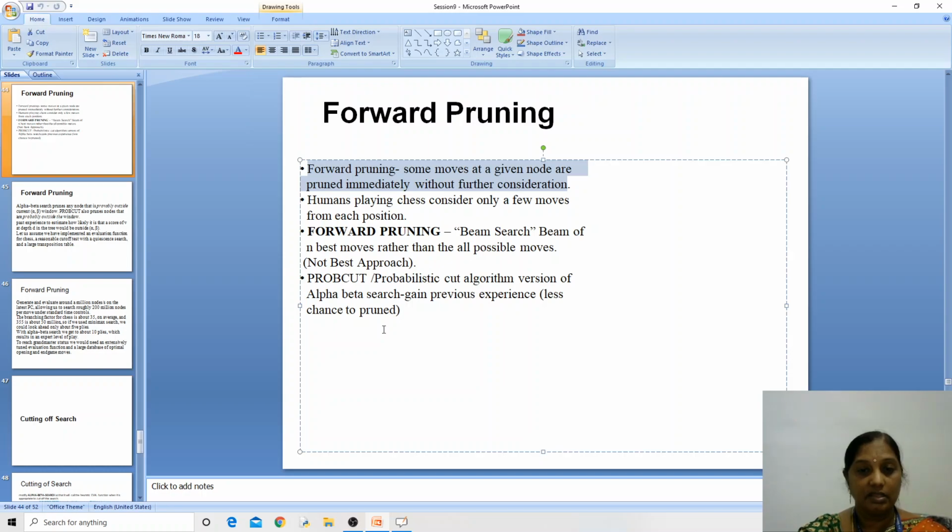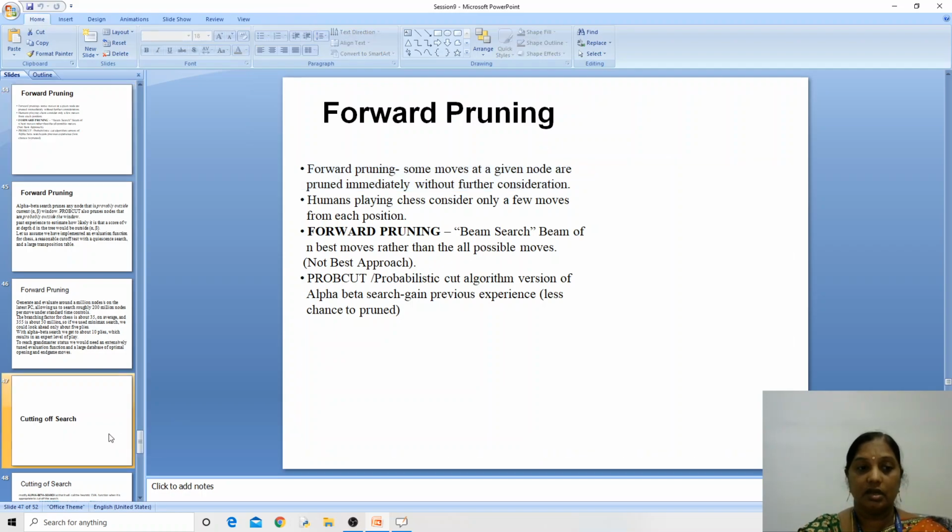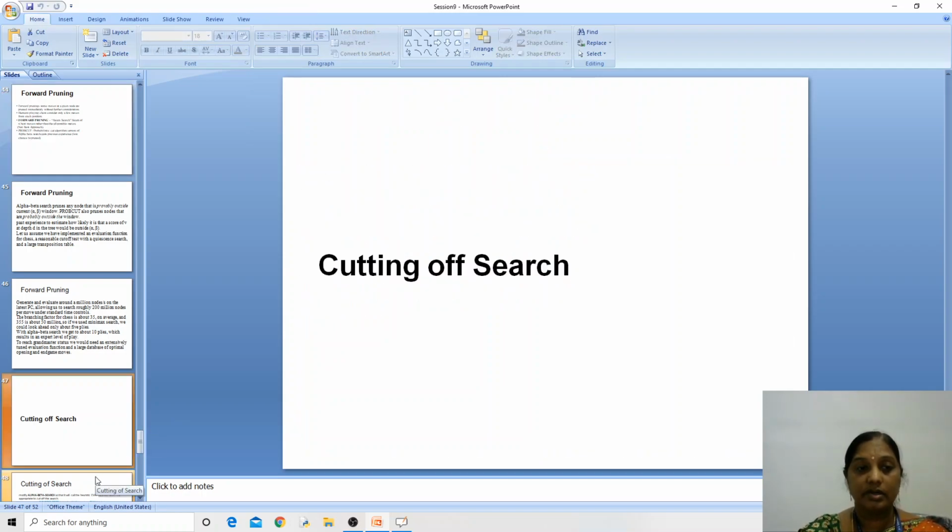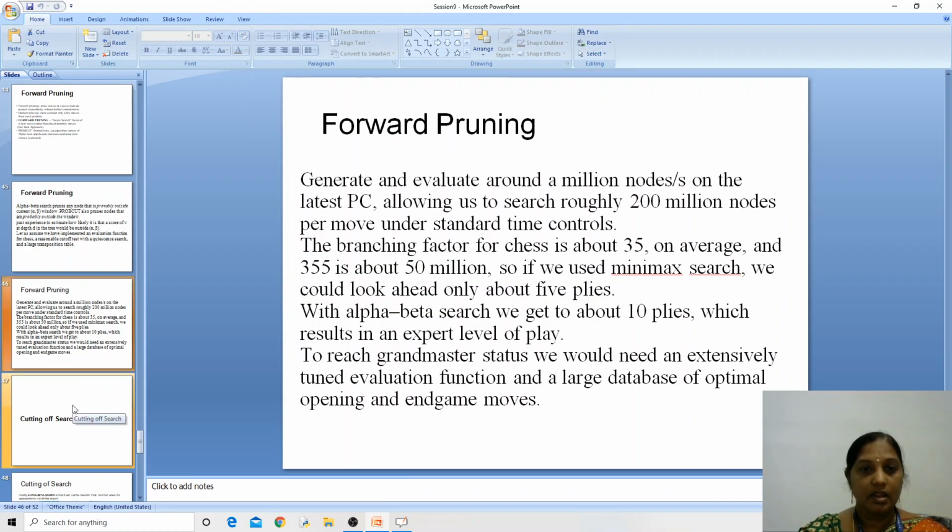So if you find that this is a move I have done earlier, then you can do that step here. That is called previous experience. Next, generate and forward pruning. Here it gives a somewhat introduction about forward pruning. It generates and evaluates around a million nodes on the latest PC, allowing roughly 200 million nodes per move. It has to understand the time controls. Based upon the time limit given, it allows nearly 200 million nodes per move, right?